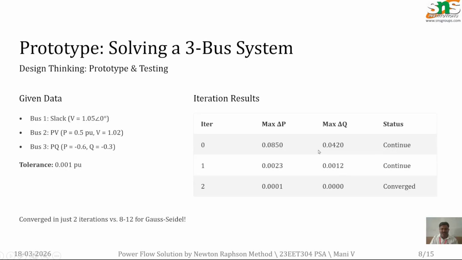Again, from the first iteration, we are getting the output of change in real power and reactive power. So again, we have to continue and go for another iteration. In iteration number 2, we are getting the maximum change in value, and here the tolerance value is reached. So it has converged, and that is why we stop. It matches the tolerance level.